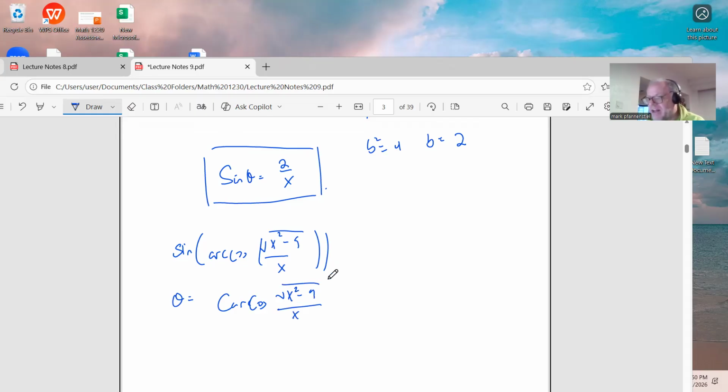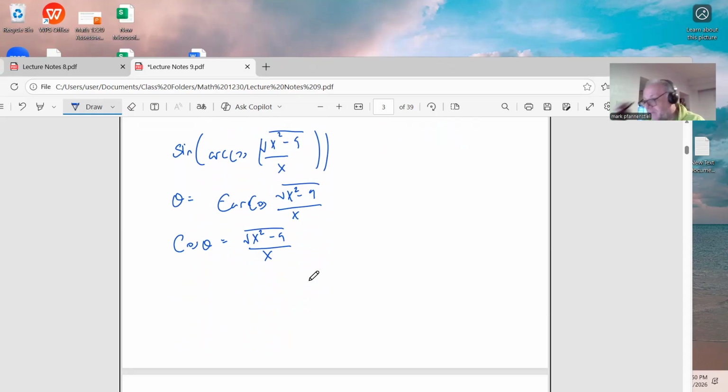Take the cosine of both sides. So we're going to say that cosine of theta is equal to, I'm taking the cosine of the arc cosine, that's going to cancel it. Cosine of theta is equal to the square root of x squared minus 9 all over x. All right. So there we go. Now, can we draw a triangle here?